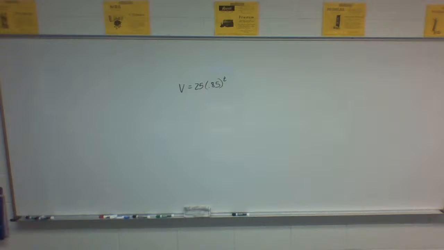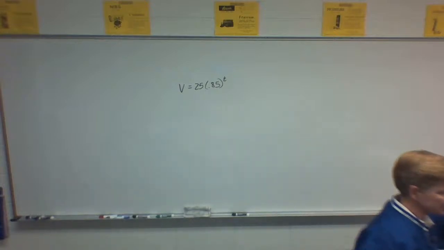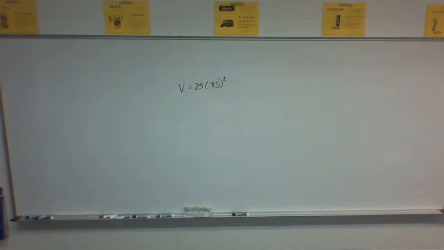Everybody understand the 3 components of the question here? Growth or decay. What's the beginning? What's the percent increase or decrease? That's hidden in this right here. That is 1 minus r, so r is 15% to answer the B part. And the C part is graphical. We found it to be about 7 years.